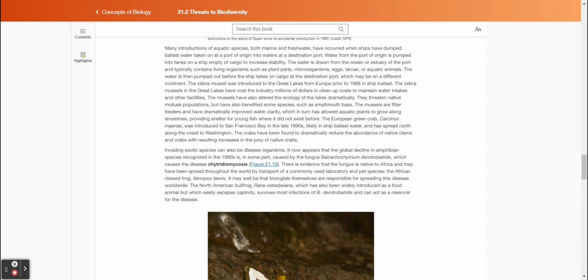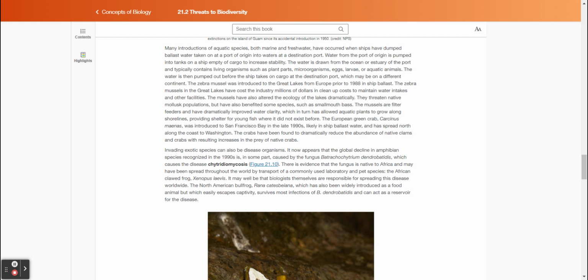The zebra mussel was introduced to the Great Lakes from Europe prior to 1988 in ship ballast. The zebra mussels in the Great Lakes have cost the industry millions of dollars in cleanup costs to maintain water intakes and other facilities. The mussels have also altered the ecology of the lakes dramatically. They threaten native mollusk populations, but have also benefited some species, such as smallmouth bass. The mussels are filter feeders and have dramatically improved water clarity, which in turn has allowed aquatic plants to grow along shorelines, providing shelter for young fish where it did not exist before.